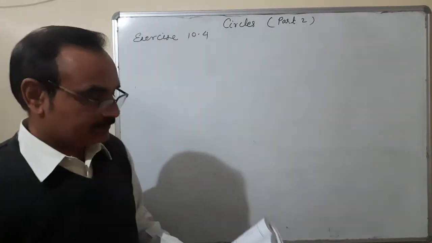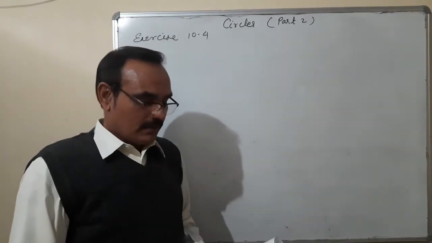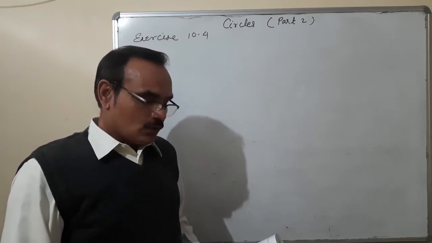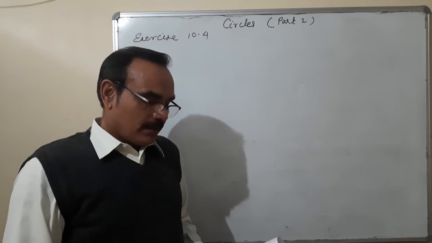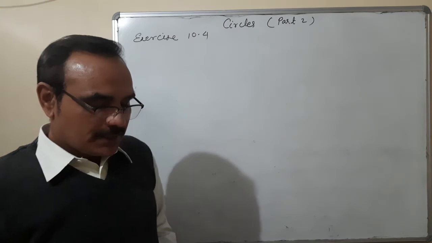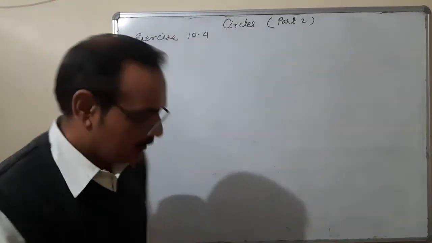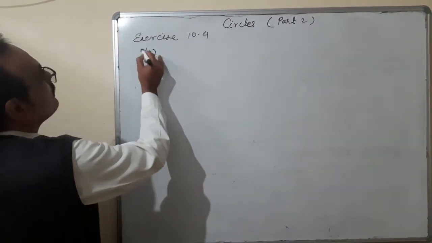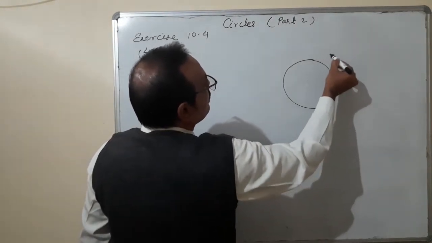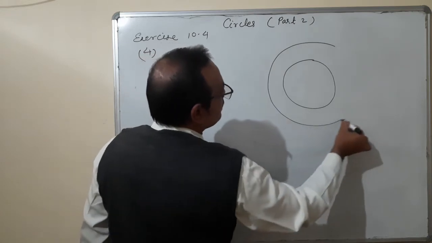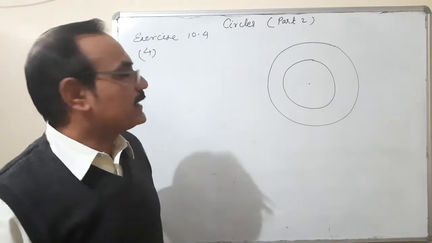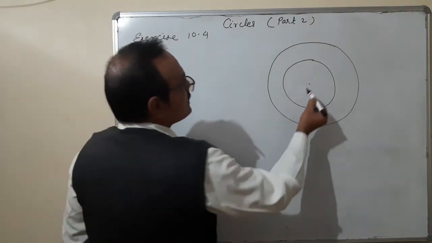Number 4. Fourth question is, if a line intersects two concentric circles with center O at A, B, C, D, prove that AB is equal to CD. Okay. Two concentric circles here. The meaning of concentric circle, what does it mean? Two or more circles, their center is common, O. Let O be the center of both the circles.